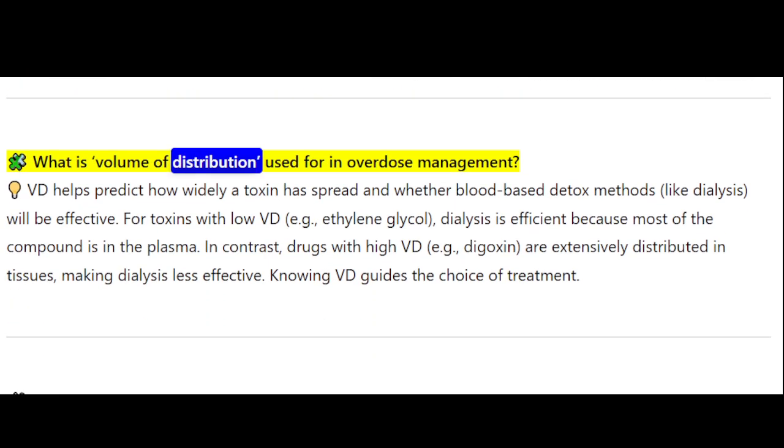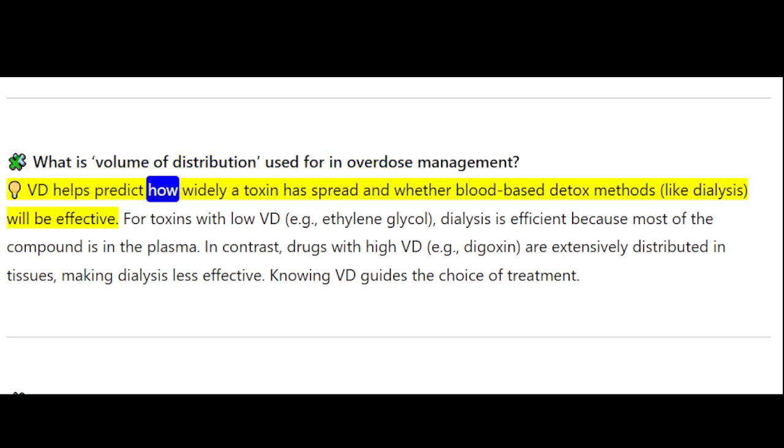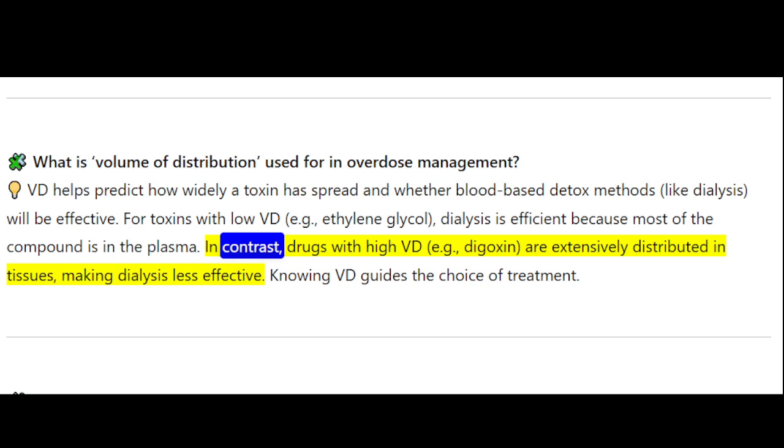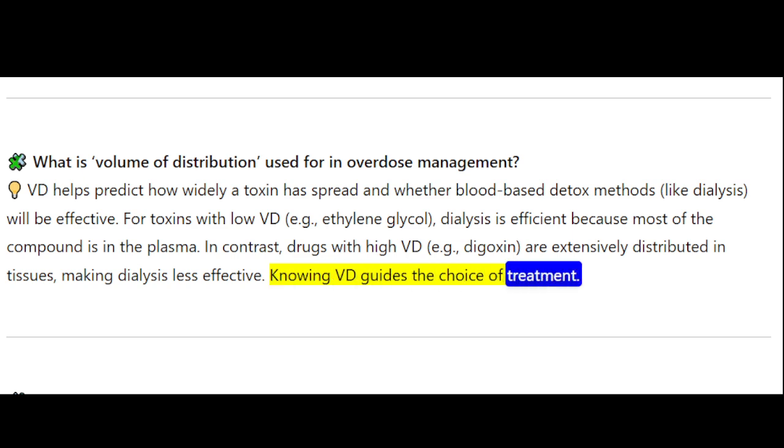What is volume of distribution used for in overdose management? VD helps predict how widely a toxin has spread and whether blood-based detox methods, like dialysis, will be effective. For toxins with low VD, for example, ethylene glycol, dialysis is efficient because most of the compound is in the plasma. In contrast, drugs with high VD, for example, digoxin, are extensively distributed in tissues, making dialysis less effective. Knowing VD guides the choice of treatment.